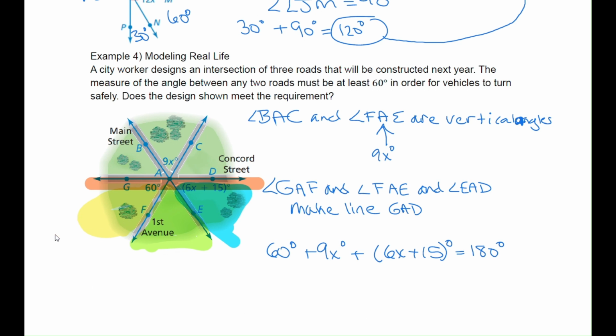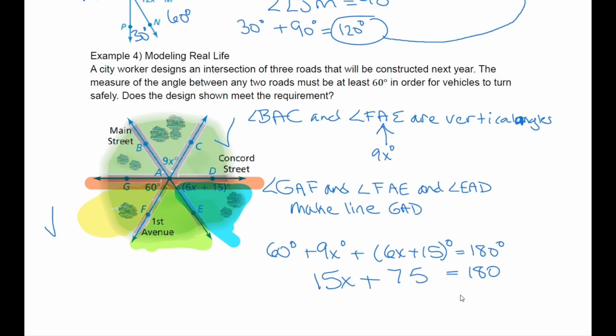So I can start plugging it in and making sure things work. Angle GAF, we're good here. Right across from it, angle CAD. This is also good because that's 60 degrees as well. So I need to verify these other 2 sets of vertical angles. Let's combine our like terms. I have 9x and 6x together. They make 15x. Plus 60 plus 15, that should be 75. Together, they're going to make 180.